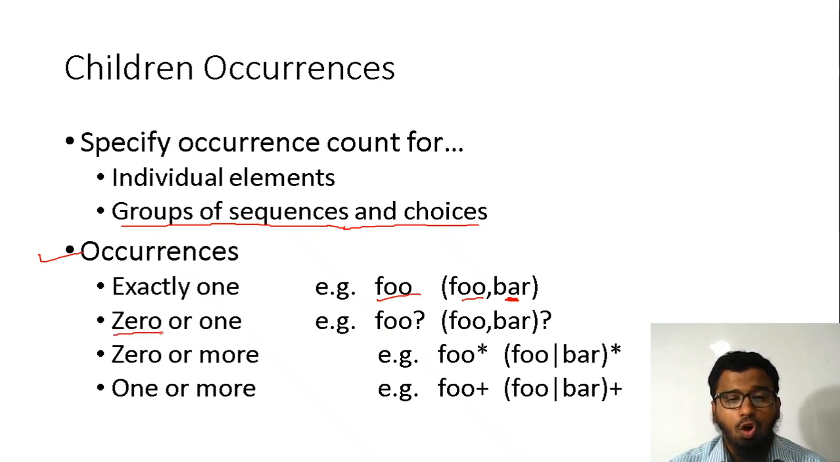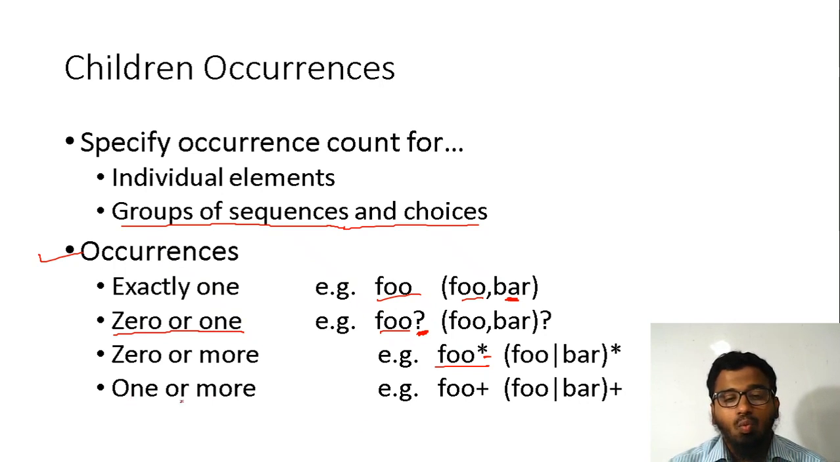Next, 0 or 1 is represented as a question mark. Whenever you see foo question mark, any one of these, you need to take 0 or 1. Here 0 or more means any one of this. How will you represent that? Foo star. Whenever we have a star, that means starting from 0 up to n.